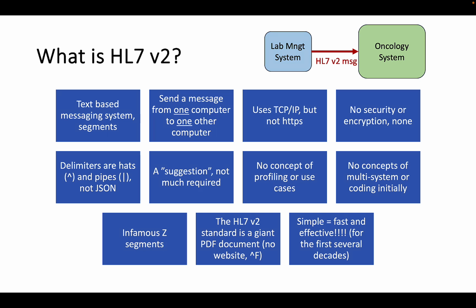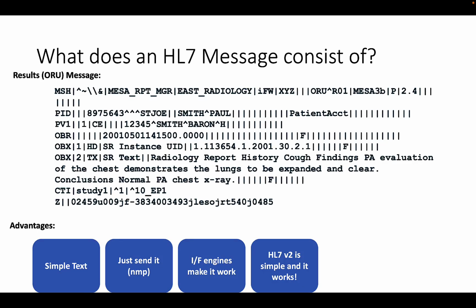Then there's the standard itself. HL7 version 2 is one gigantic PDF. Actually, it's a series of gigantic PDFs. There's no website. You open up the PDF and there are no links to the table of contents, so you use Control F to navigate the HL7 version 2 PDFs. However, HL7 version 2 is simple, it's fast, and it was effective, or at least it was effective for the first several decades. Let's look at an HL7 message.